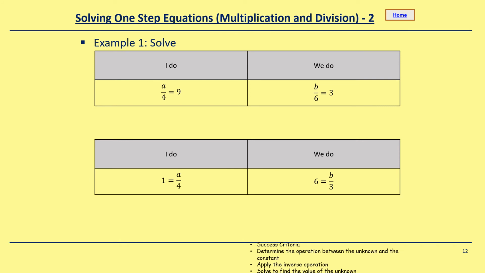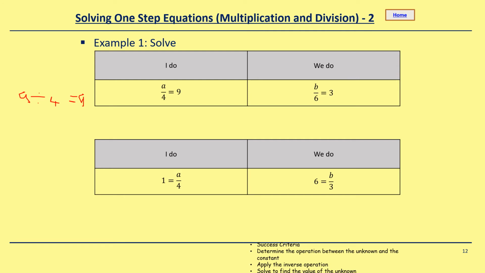Okay, this time we're going to move on now to division or multiplication. This time A has been divided by 4, so it's been written as a fraction. I could also say A divided by 4 equals 9.